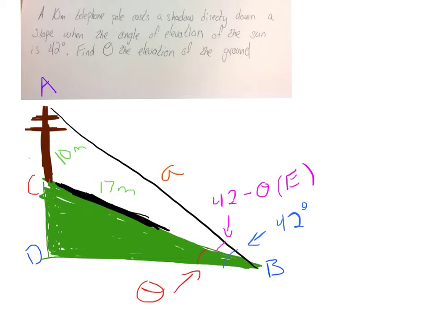Example 2 says, a 10-meter telephone pole casts a shadow directly down a slope when the angle of elevation of the sun is 42 degrees. Find theta, the elevation of the ground. So there's an example in the book. I kind of tried to draw it. If you want to see the real thing, ask Braden about it. So I just labeled everything I got.